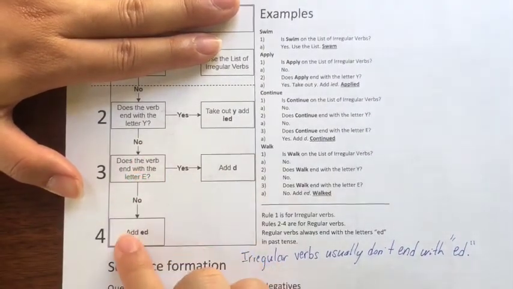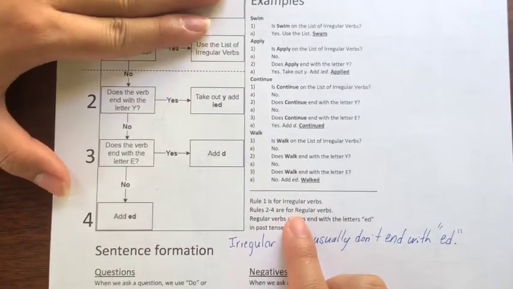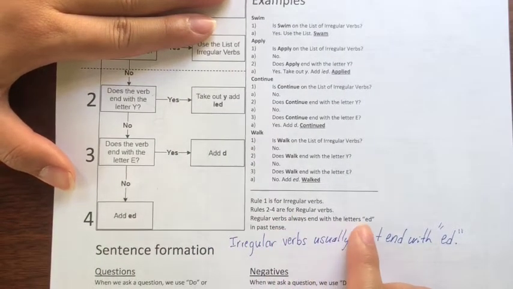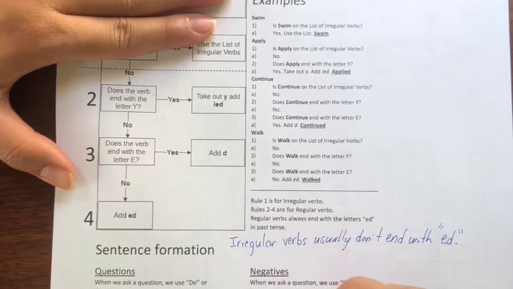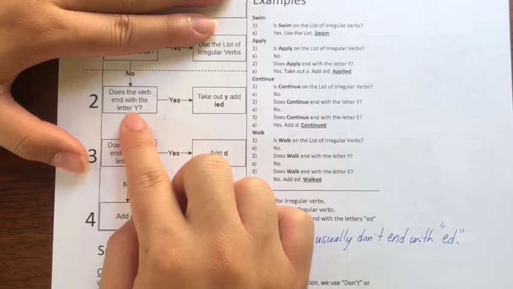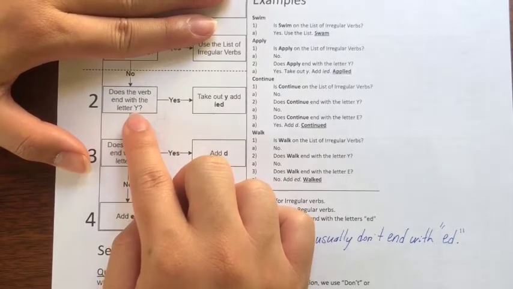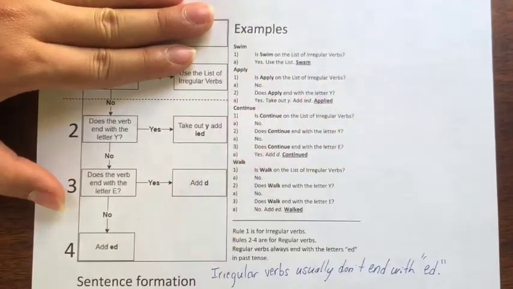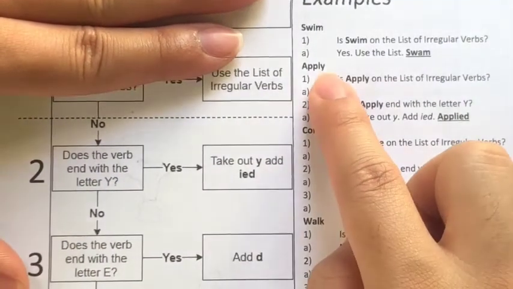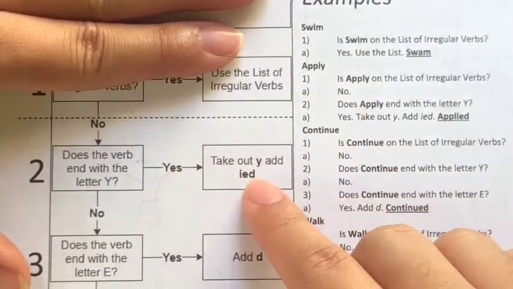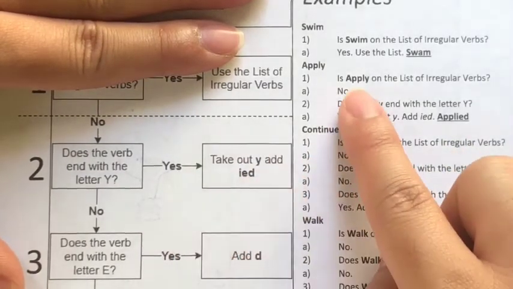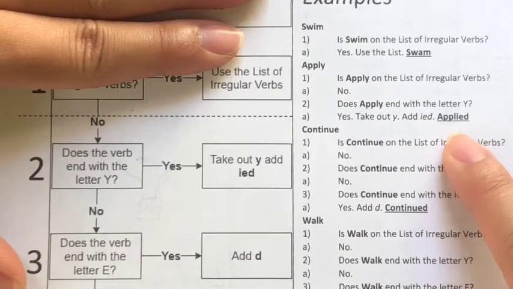Rules 2, 3, and 4 are regular verbs. Regular verbs always end with the letters ed in past tense. So we have rule number 2 for when a verb ends with the letter y. So the word apply. Apply ends with the letter y, so we change y to ied. We change apply to applied.